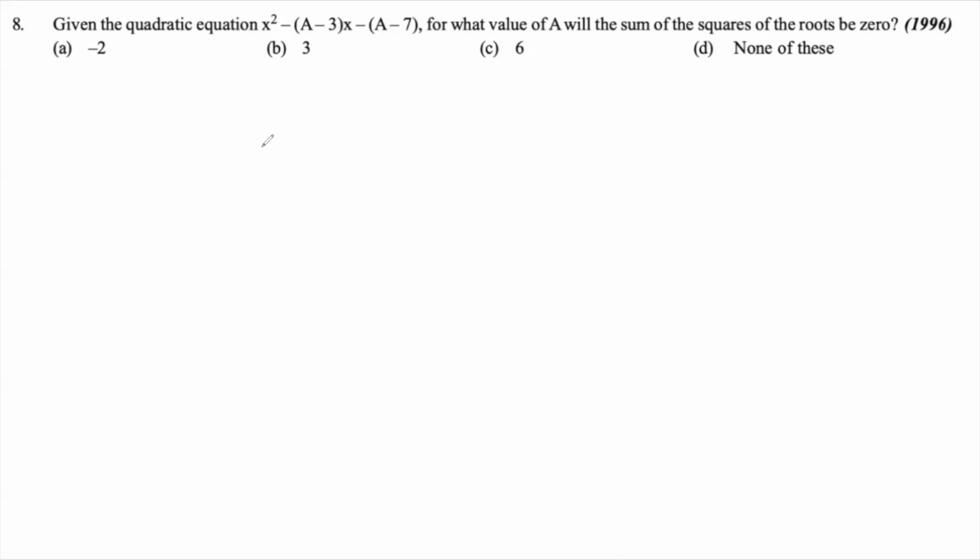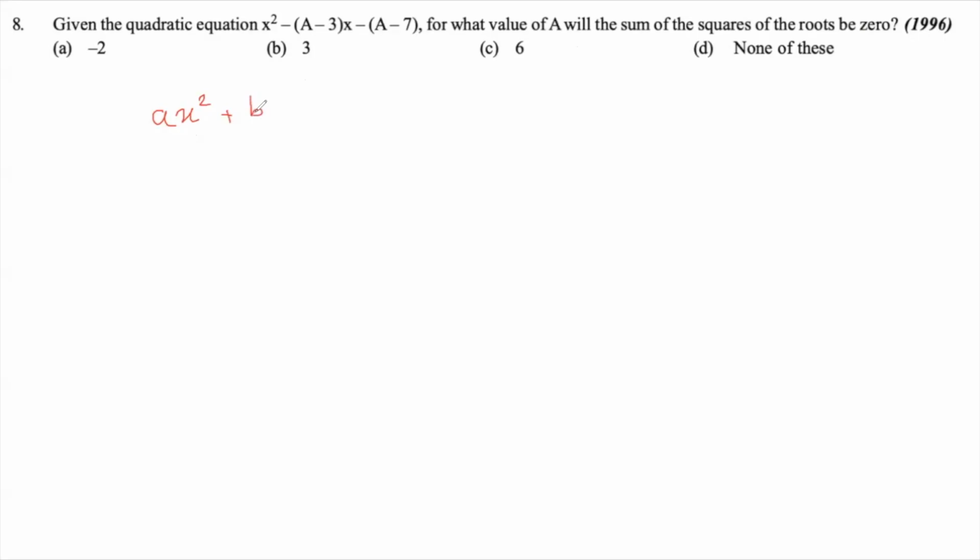So given the quadratic equation x squared minus (a minus 3)x minus (a minus 7), for what value of a will the sum of the squares of the roots be 0? All right. So once again, we use the same concept of roots of a quadratic equation.